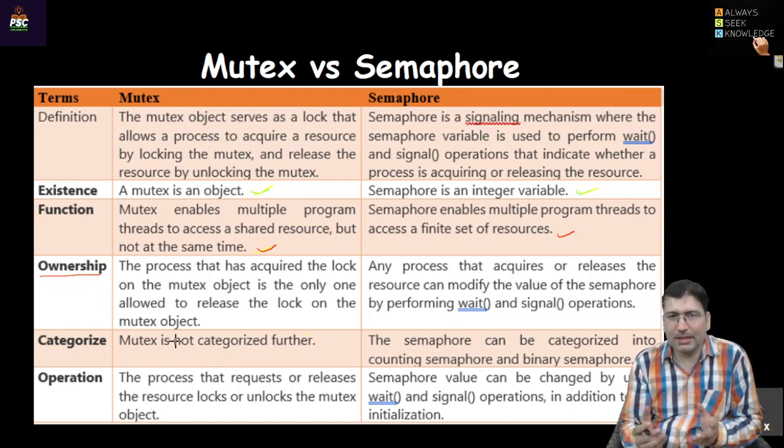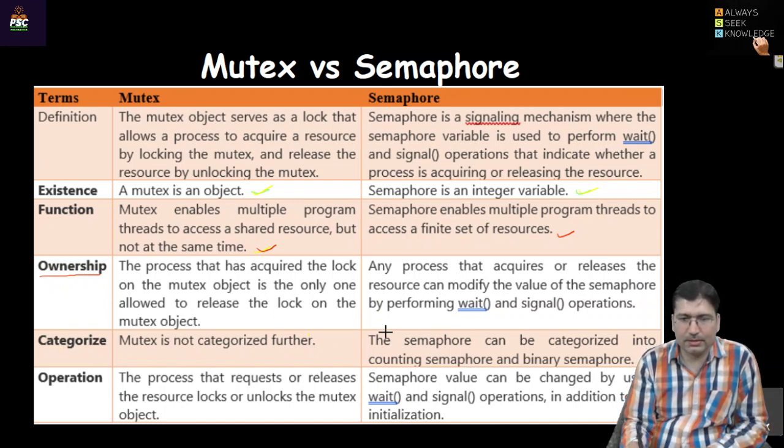Categorization: mutex doesn't have further categories, but semaphores have two types, counting and binary semaphores. Operations I have already told you. On a mutex we can use the locking operation and unlocking operation. Okay. And on semaphores we can use the wait and signal operations. Right.